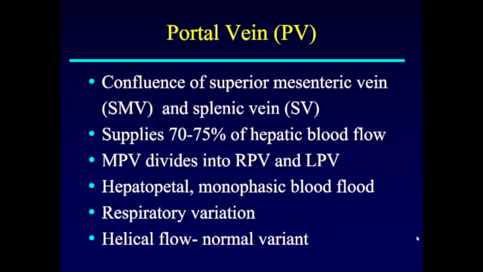So as you all know, the portal vein is the vessel that supplies most of the blood to the liver, about 70 to 75%. It is formed by the confluence of the superior mesenteric vein and the splenic vein. The main portal vein divides into the right and left portal vein within the liver. And on Doppler, it has a characteristic hepatopedal monophasic blood flow. There is some variation with the respiratory phases, and there's also something called helical flow, which is a normal variant.